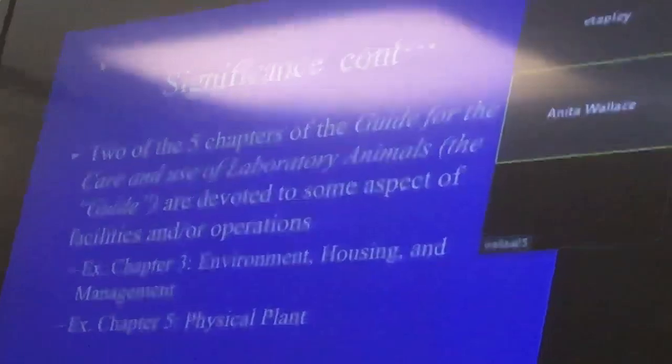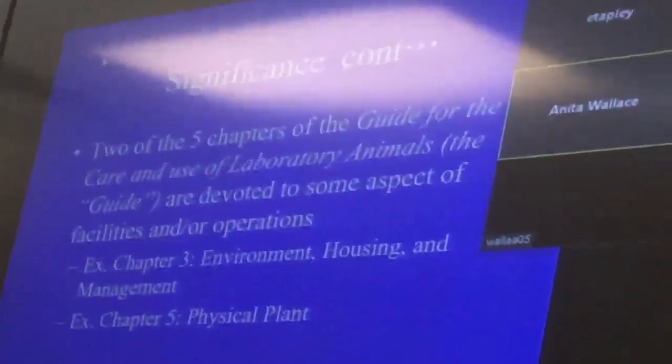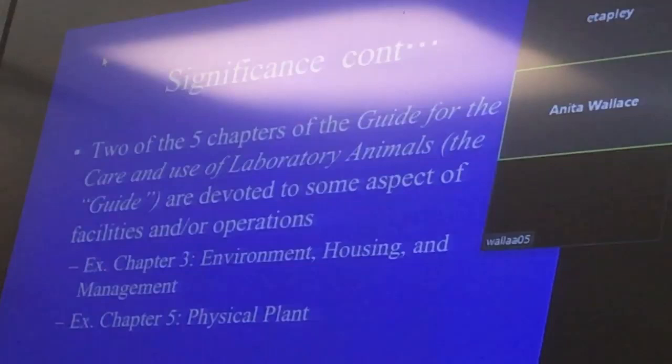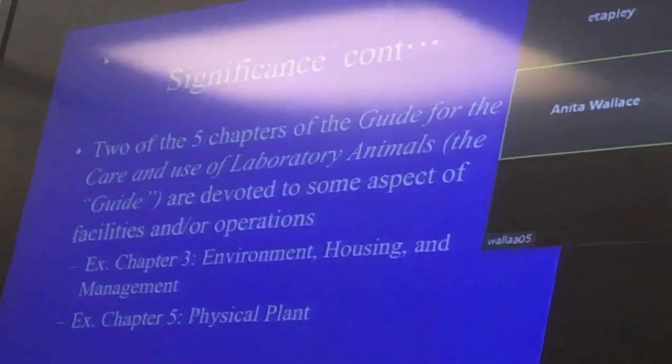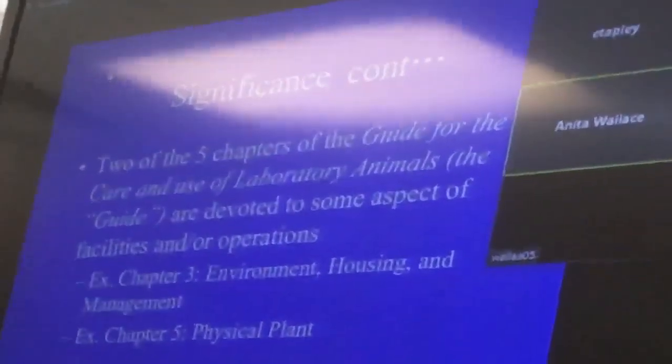There's a document called the Guide for the Care and Use of Laboratory Animals. And two of the 5 chapters of the guide are devoted to facilities design and operation, and specifically environment, housing, and management of animals. Research animals are covered in that document, as well as physical plant.